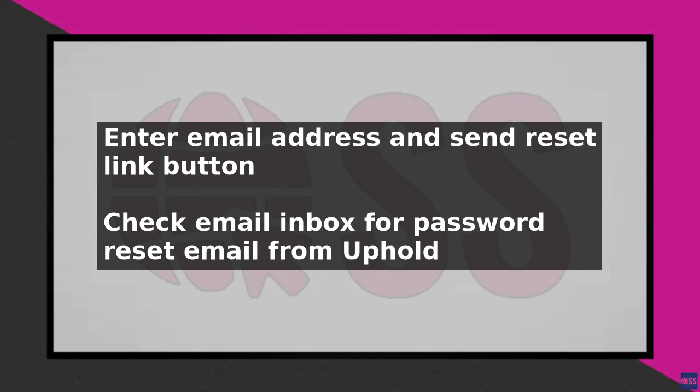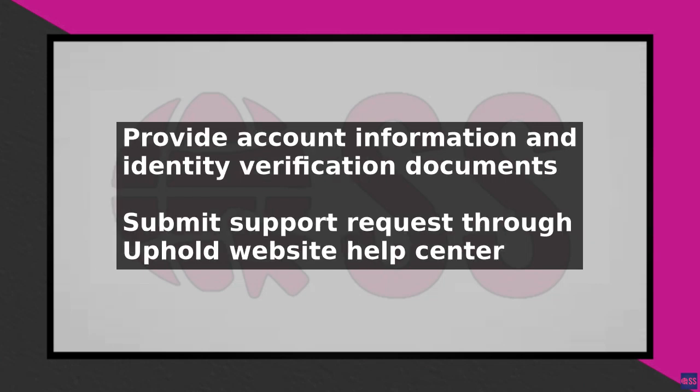If you do not have access to the email address associated with your account, you will need to contact Uphold support directly. You can do this by going to the Uphold website, clicking on the Help Center, and then submitting a support request. Provide as much information as possible about your account, including your name, email address, and any other relevant details. When submitting a support request, be prepared to verify your identity to ensure the security of your account.